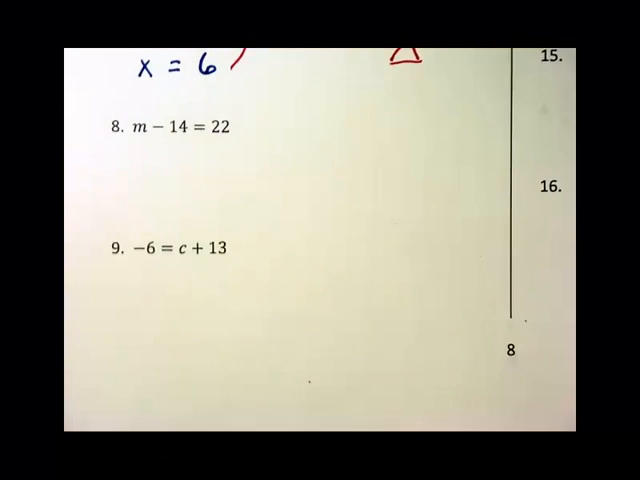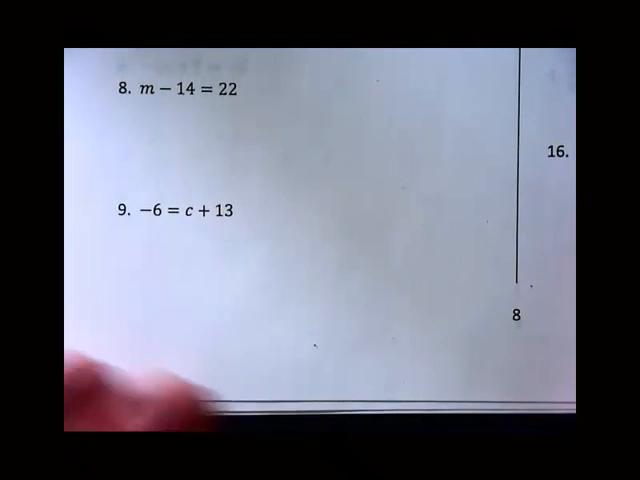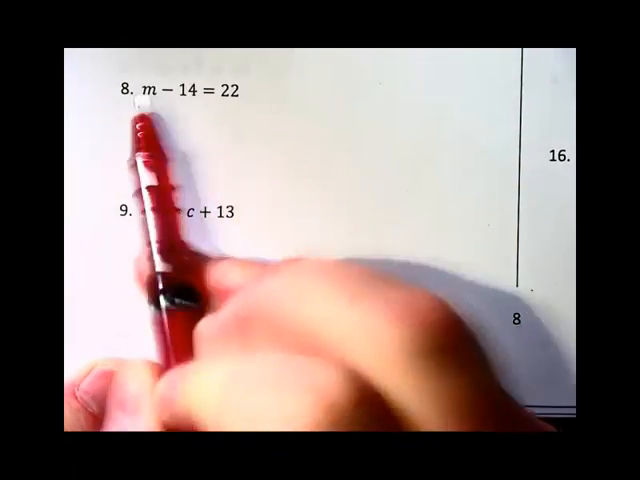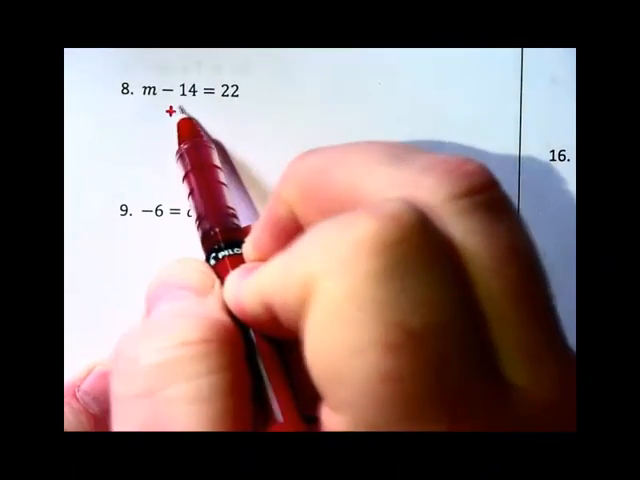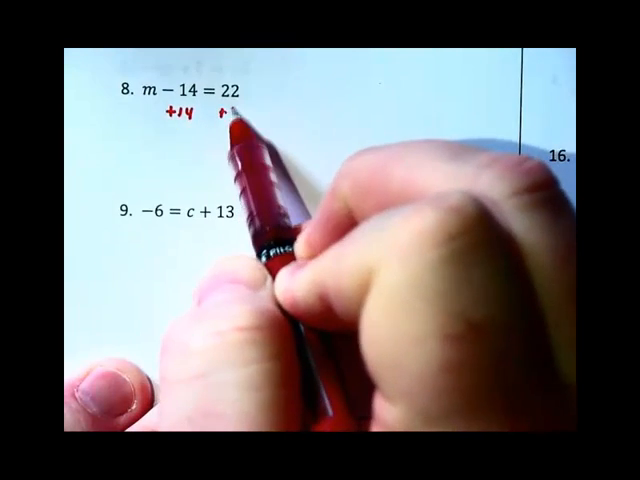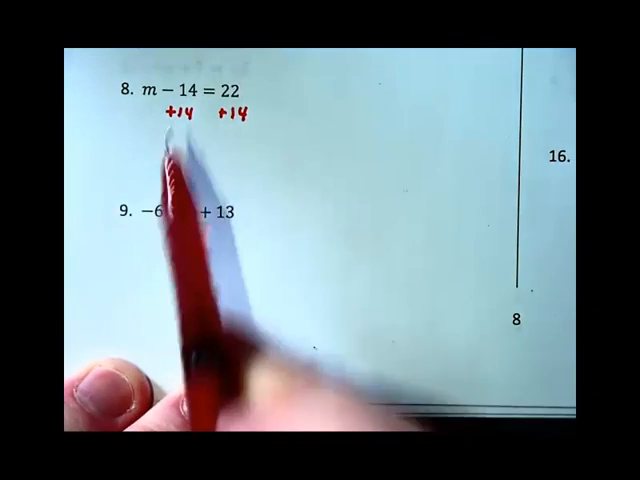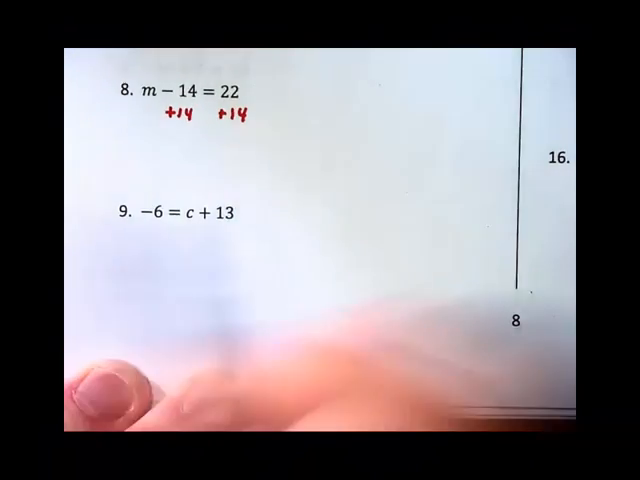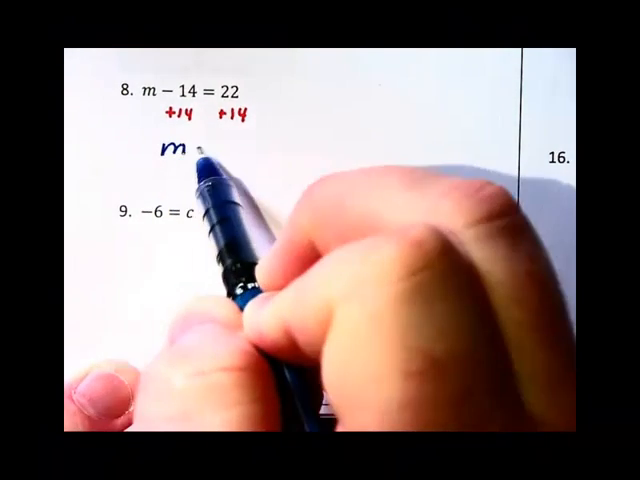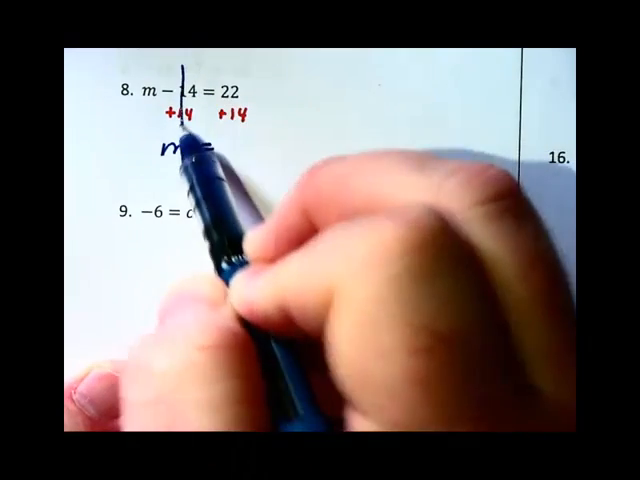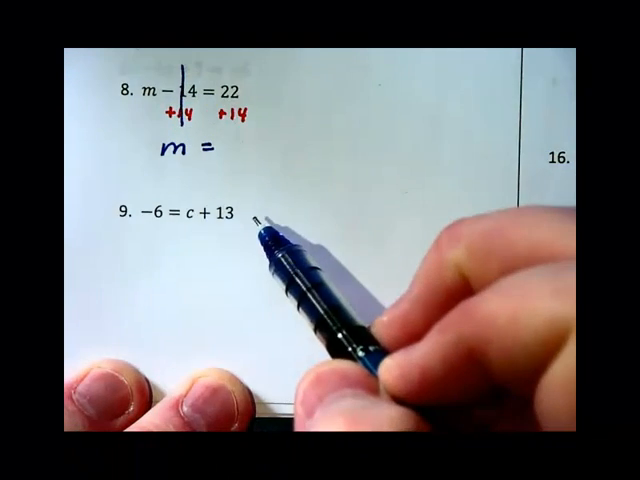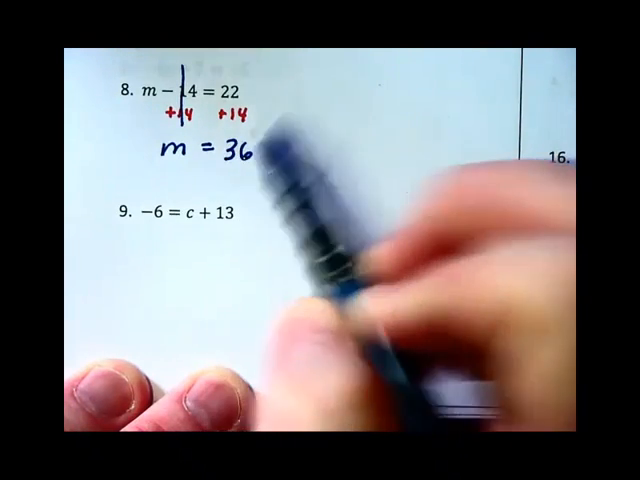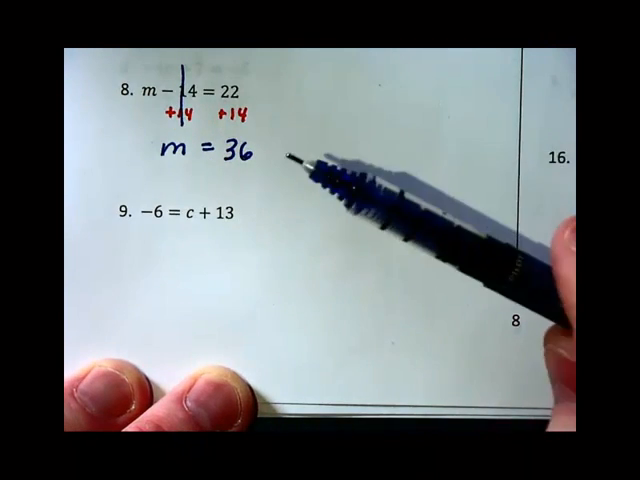On this next problem, problem number 8, we want m equals. We see that 14 has been subtracted from m. We want to add 14 to both the left and right side of the equation. Whatever we do to the left, we must do to the right. And on the left, we're just left with m equals, because the 14s cancel each other out, and 22 plus 14 makes 36.